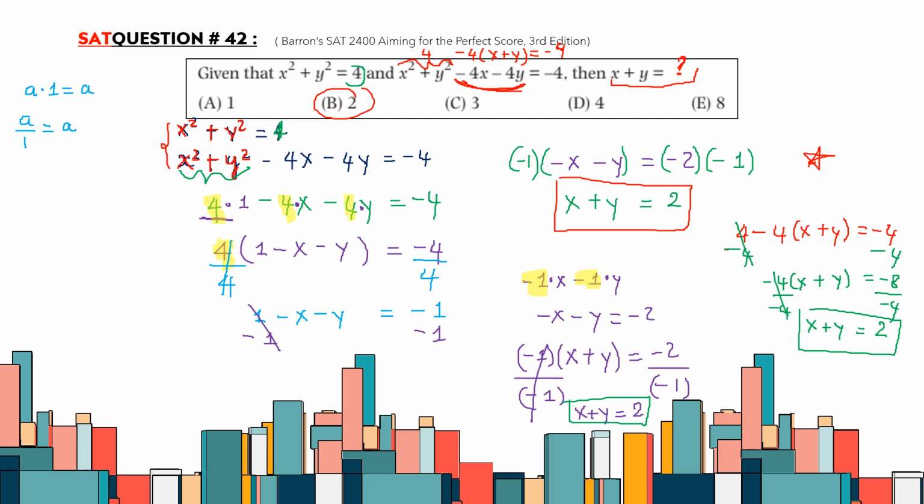Just make sure when you divide or multiply both sides, be careful of the parentheses. When you factor out something, make sure you recheck it. For example, if I'm doing this step, I will recheck that 4 times 1 gives me 4 again, 4 times negative x gives me negative 4x again, and 4 times negative y gives me negative 4y again.